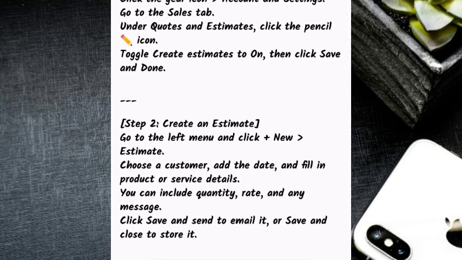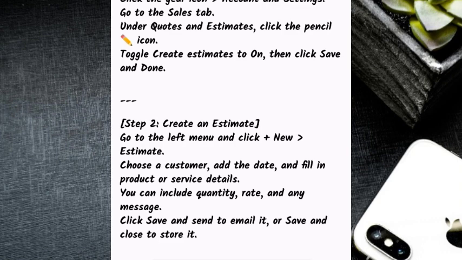Click the gear icon. Under that, you're going to go to Account and Settings and then go to the Sales tab. Under Quotes and Estimates, you're going to click the pencil icon, toggle Create estimates to on, and then click Save and Done. Step 2 is to create an estimate.